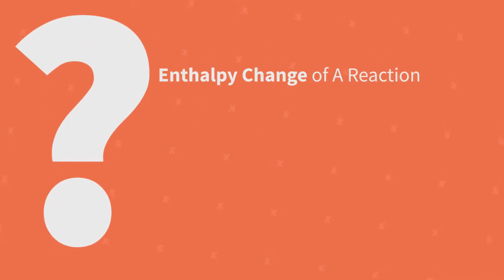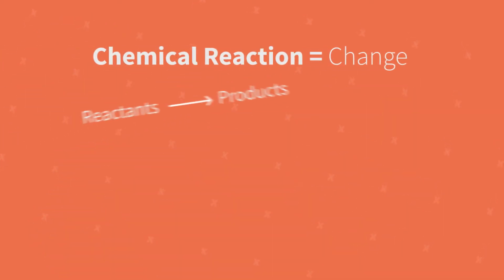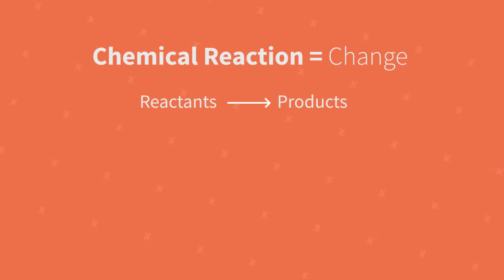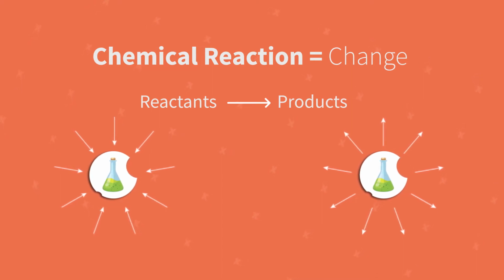In this video, we will be learning what is enthalpy change of a reaction, and we will also be learning two specific enthalpy changes, enthalpy of formation and enthalpy of combustion. A chemical reaction is a change of reactants into products. During this change, the system gains heat from the surroundings or loses heat to the surroundings, and reactants are converted into products. The heat energy of the system is called its enthalpy.